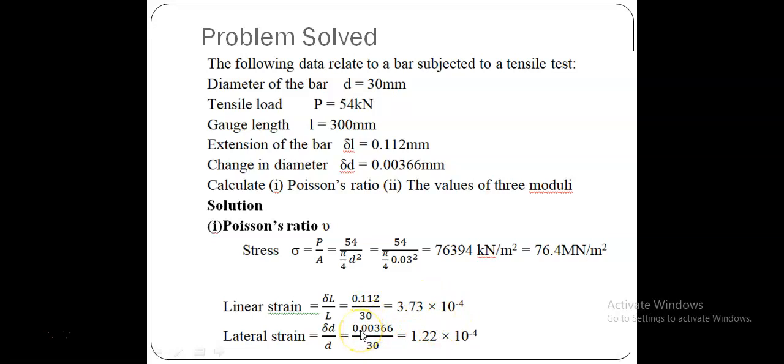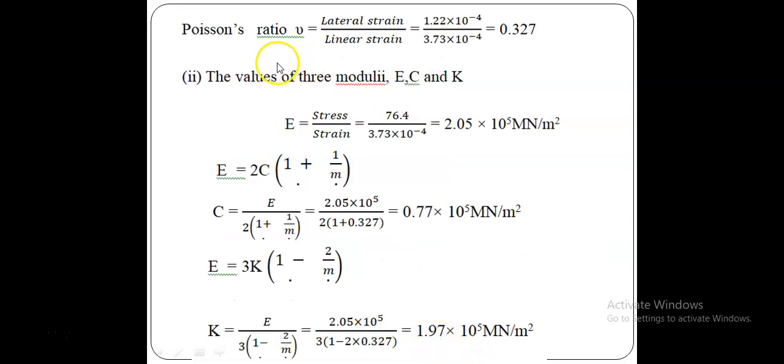Then lateral strain is del D by D. The change in diameter, that is the lateral shortening, is given as 0.00366, and the original diameter is 30. Therefore we have the lateral strain. Now we can find Poisson ratio nu equal to lateral strain divided by linear strain. So we have 0.327. This is the Poisson ratio.